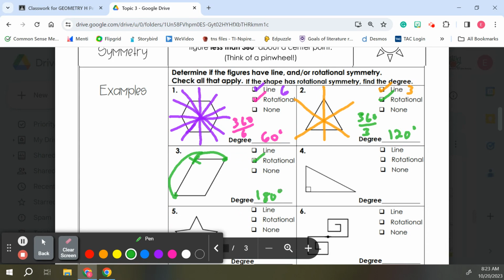Wait, I'm confused. How did you get 180? Because if I did a 90-degree rotation, I'm trying to get this back onto itself, right? If I did a 90-degree rotation, I would end up here. Would that map onto that? No, but it would map back onto here. So that's why it's 180. Does that make sense? Yeah. Good question. Any other questions?